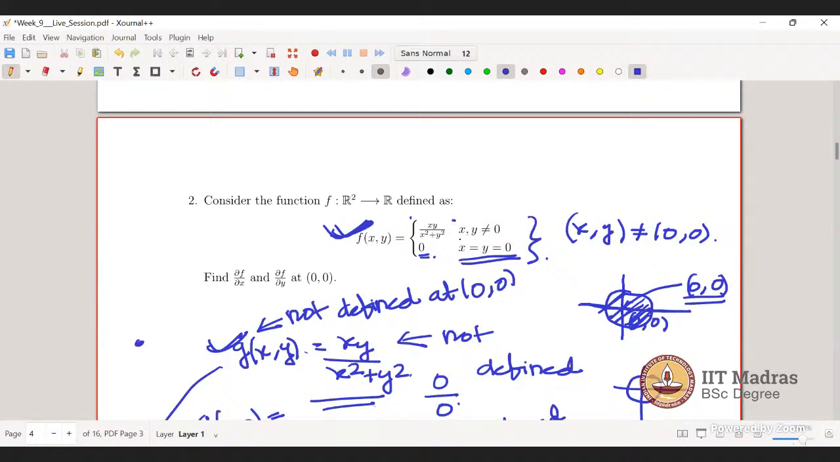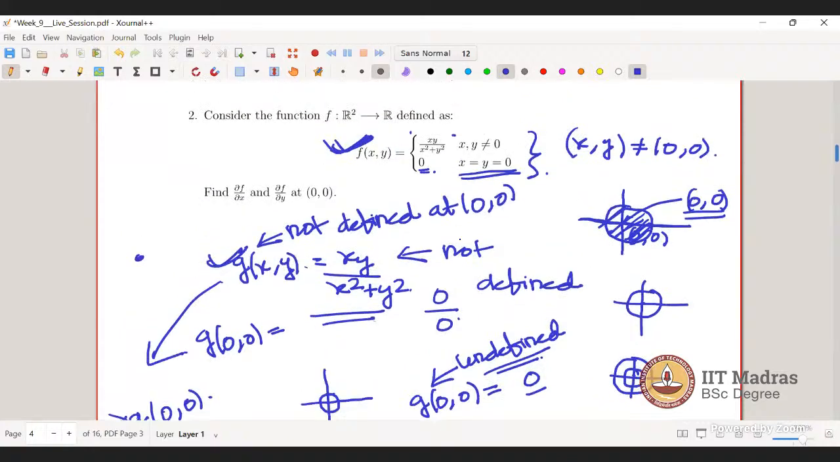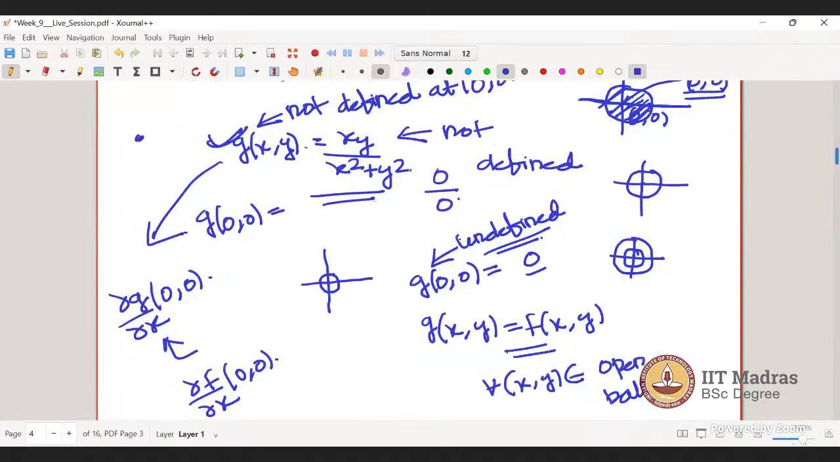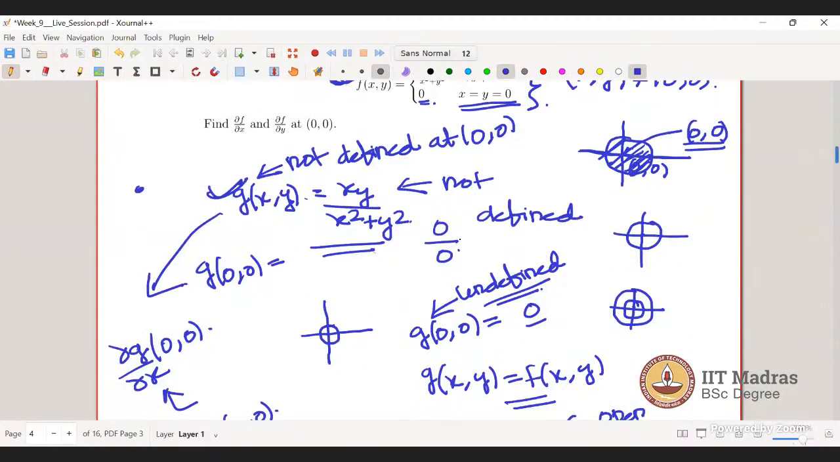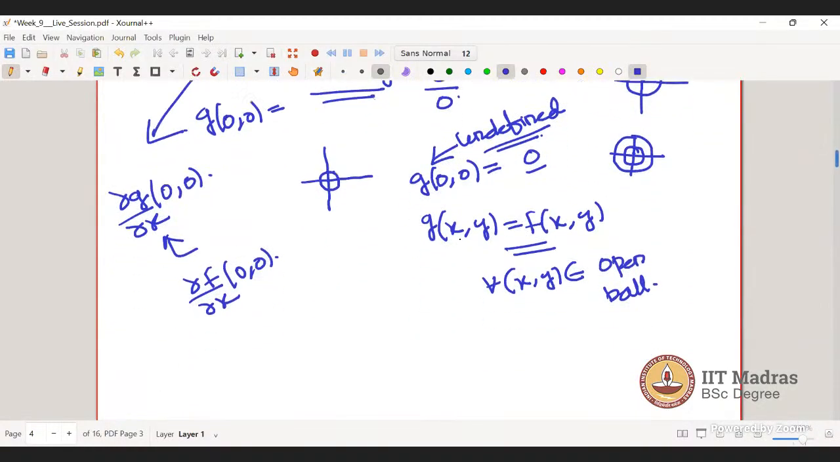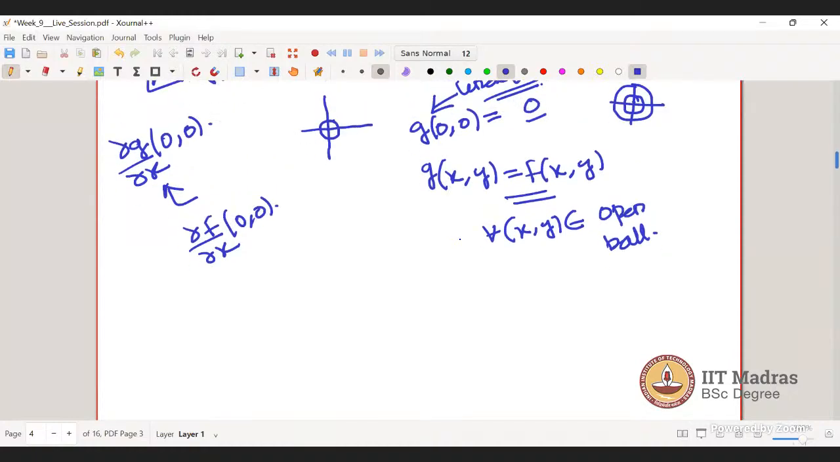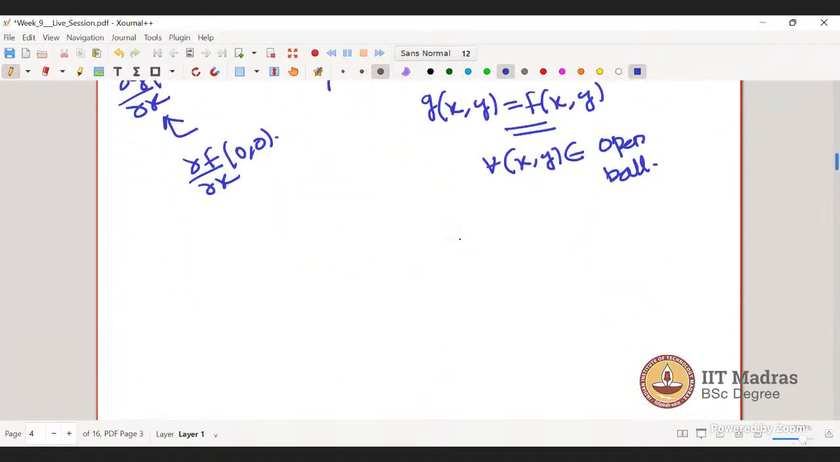Sir, are we trying to define g of x? I have not understood it through the open ball concept. How is the open ball concept related to the partial derivative? Okay, he asked a question. This is my function, right? What is the reason you have taken g of x? What do we want to conclude from it?